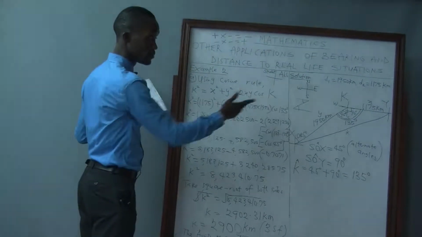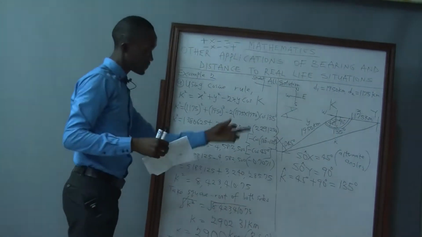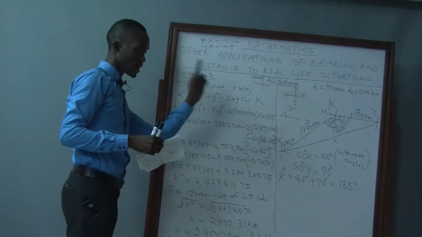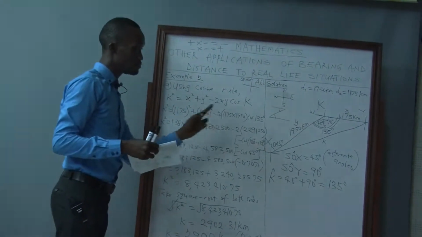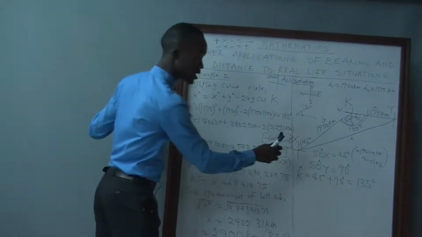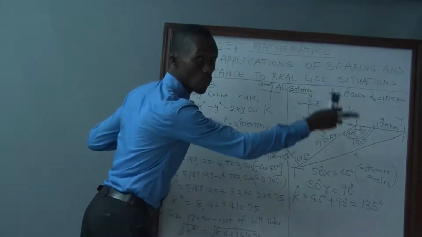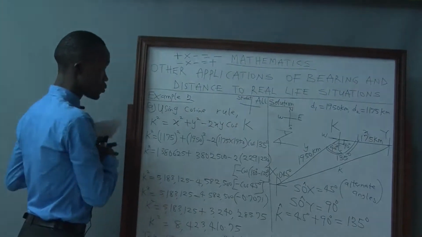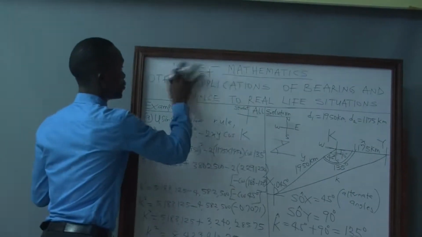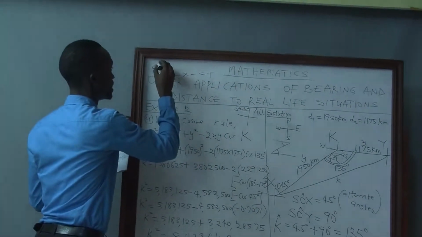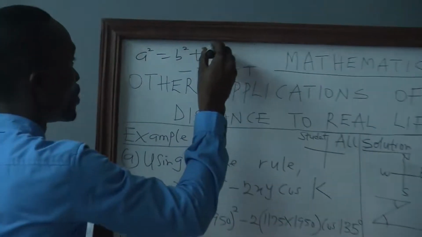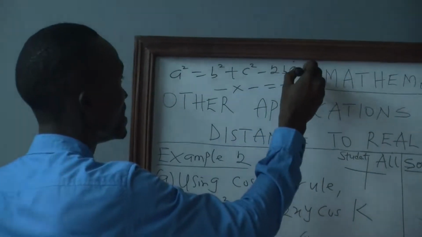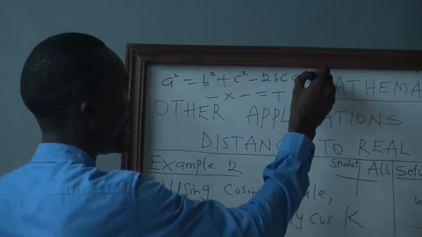So if you have been following me, you notice that in the previous examples that I solved, I used A, B, and P. And this one, I'm using X, K, and Y. These are just alphabets. Normally, what the cosine rule says is we have a squared is equal to b squared plus c squared minus 2bc cos A.